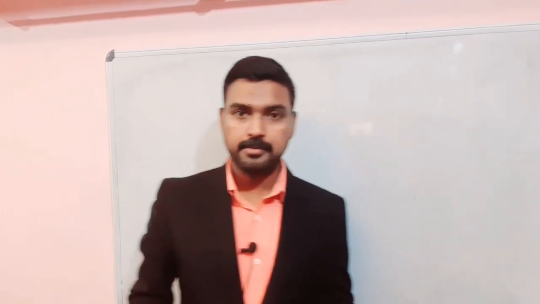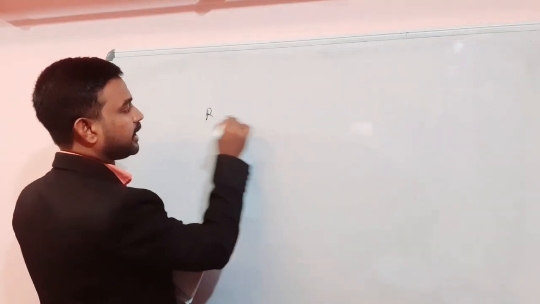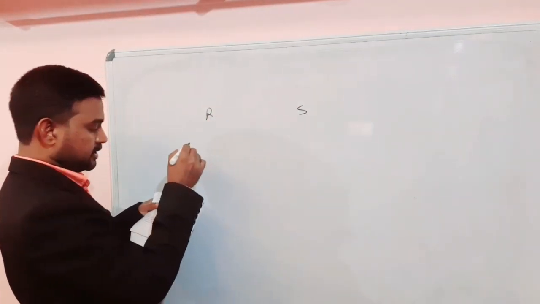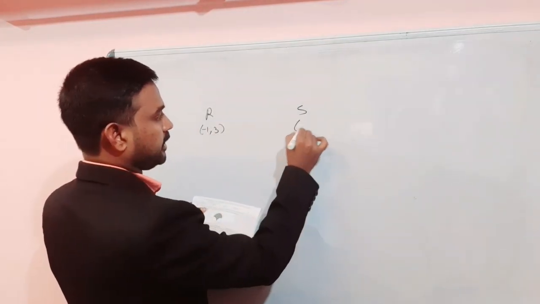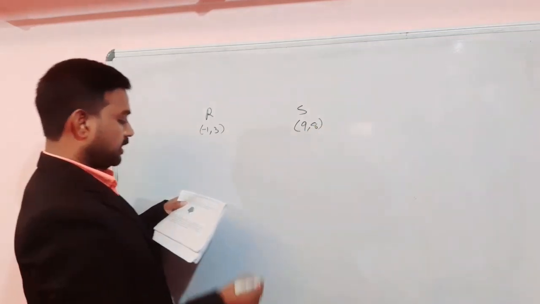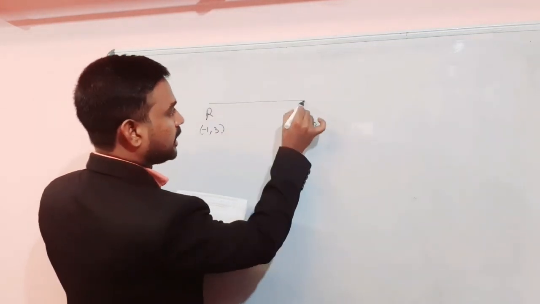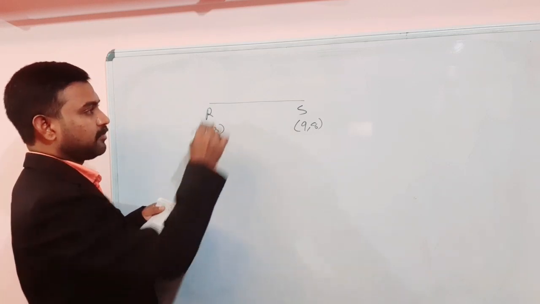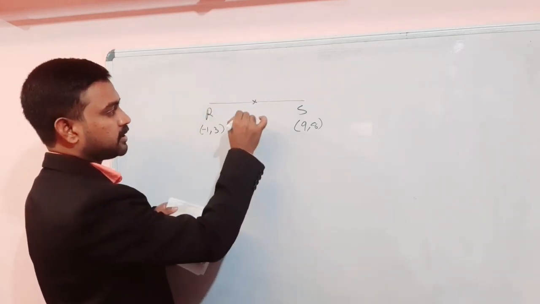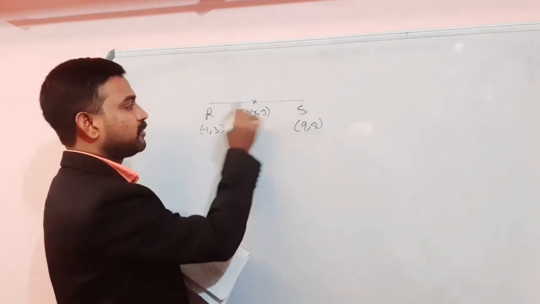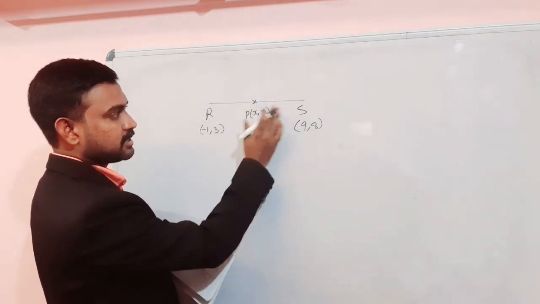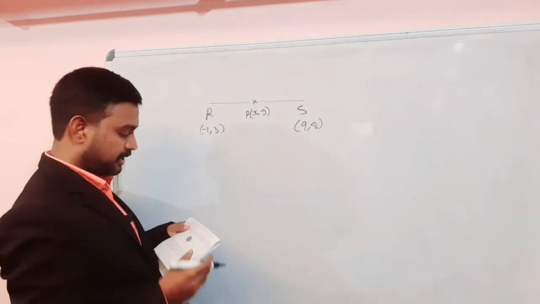Question number 35. Point P divides the line segment joining R, S. 2 points are there, R and S. The point R is minus 1, 3 and S is 9, 8. The line segment joining this R and S is divided by another point P. There is a point P, we can mark it as x, y, which is not given. This point divides R and S, not necessarily at the middle, it is just dividing.